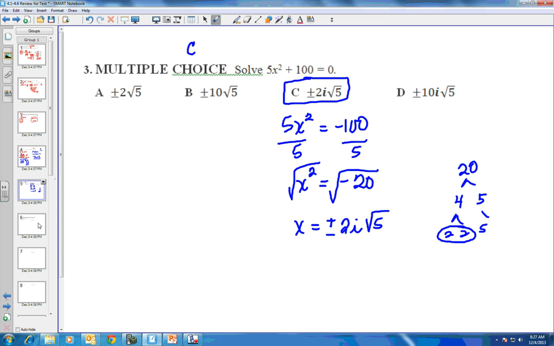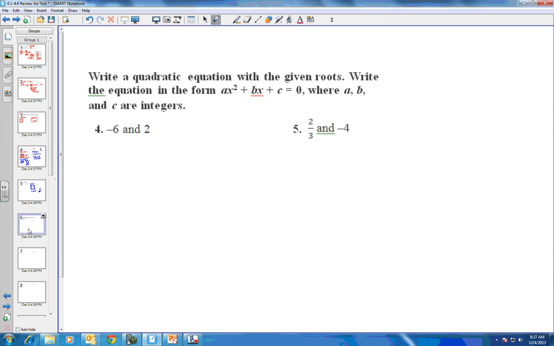All right, number 4. Numbers 4 and 5, these were the ones that when you guys took a quiz, a lot of you missed them, but these are actually some of the easier problems on there. Write a quadratic equation with the given roots, and write the equation in the form ax squared plus bx plus c, where a, b, and c are integers. That means we can't have any fractions in our answers. So these are our answers, so we have to come up with the equation.